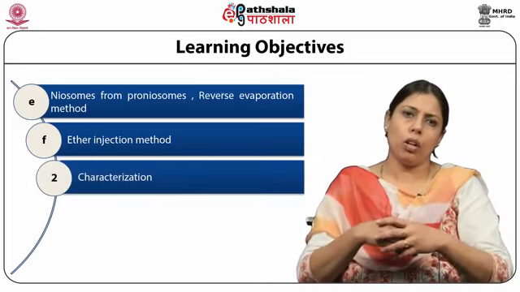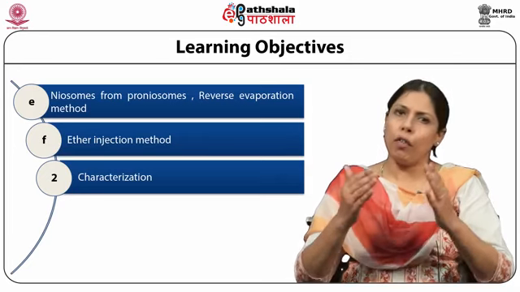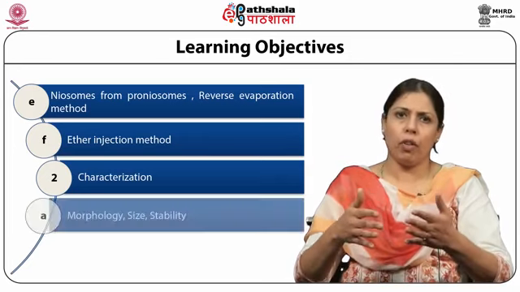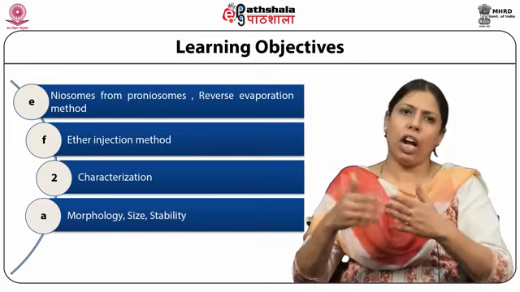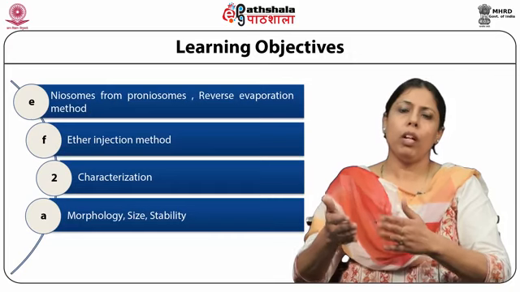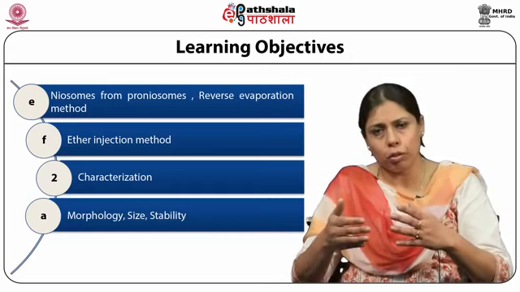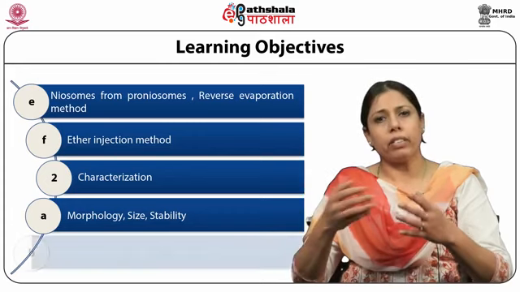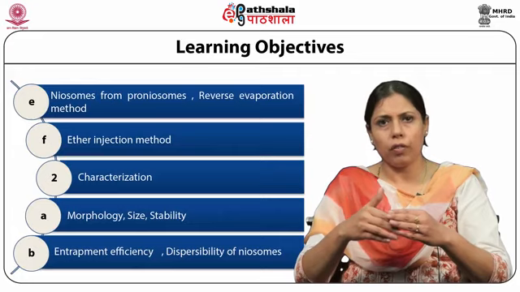After the preparation of niosomes, the learning objective will be focusing on the characterization of the prepared niosomes. For example, we have to characterize the niosomes for their surface and for their morphology. The stability of niosomes is equally important, so we have to analyze that part also. The stability is connected with the entrapment efficiency of niosomes, so we will be assessing the entrapment efficiency of the niosomes. Dispersibility of niosomes and other surface properties will also be given weightage.